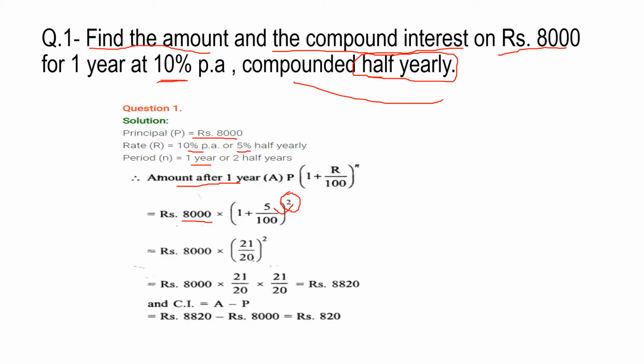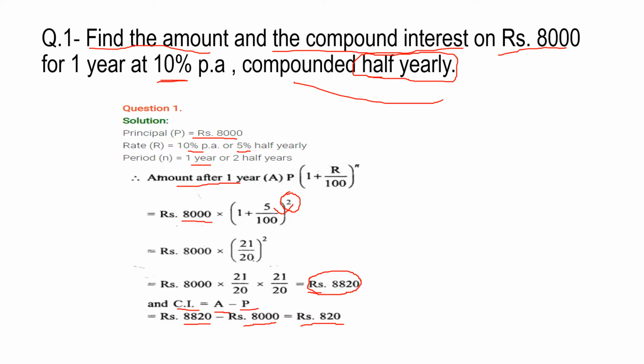Now again the same calculation you have to do. 105 by 100 raised to power 2 would be 21 by 20 after converting into standard form. And when you do the calculation, you will get amount as rupees 8820. And as you know very well, compound interest is amount minus principal. Amount is 8820, principal is 8,000. So compound interest would be 820. Rupees 820 would be the answer.